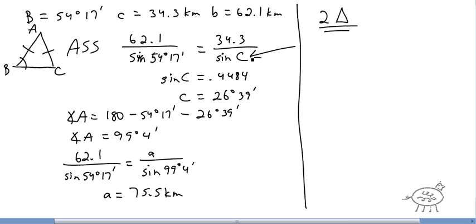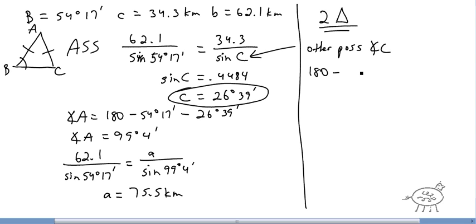Remember I told you you're going to use angle C. So angle C was 26 degrees 39 minutes. The other possible angle C is just going to be 180 degrees minus 26 degrees 39 minutes. It's like a reference angle, and we're looking to see what it is. So we have our other possible C is 153 degrees 21 minutes.